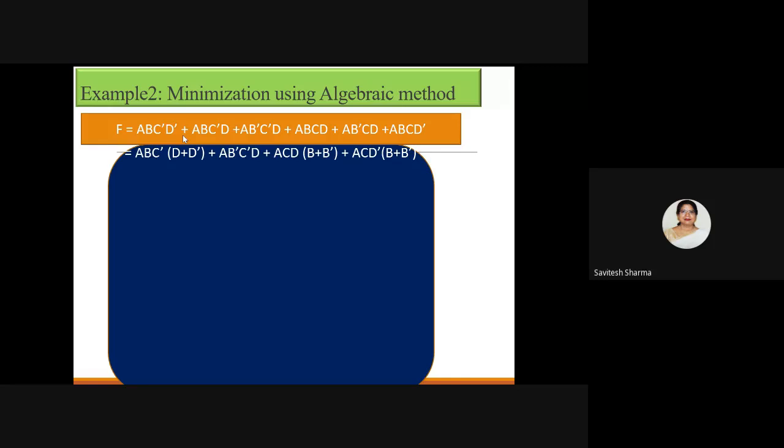So here I am writing the second step. I am taking common terms. So you see, in this term ABC complement is common, so I am taking this term common. Here again this is not common, so I am going to another step. Here I found that ACD is common, so I am taking the common ACD term. The rest I am taking in the bracket, and then ACD, B plus B bar.